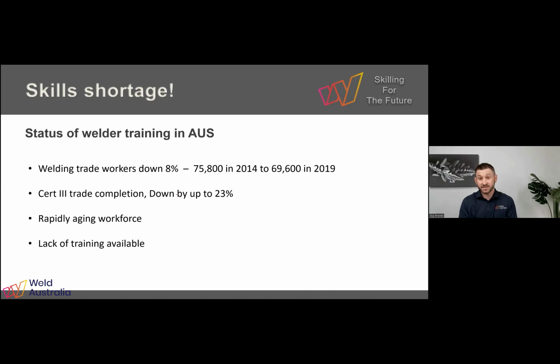I've seen this. I was teaching at TAFE. I watched course numbers drop way down to one trade class in Wollongong. And it's starting to come back up now to probably 3 or 4 trade classes. This is just in Wollongong that I'm speaking of from personal experience. But welding trade workers were down 8% in 2019. Certificate 3, which is your trade certificate completion, was down by up to 23%.